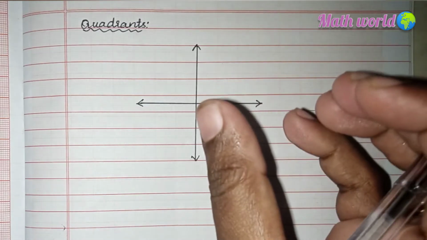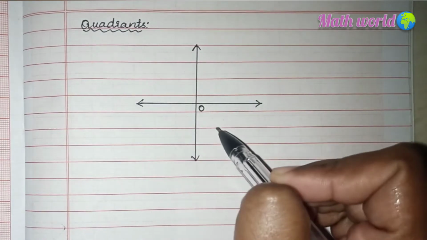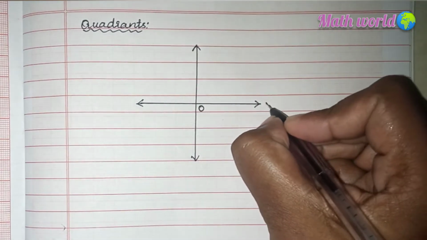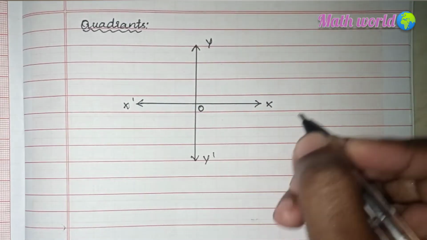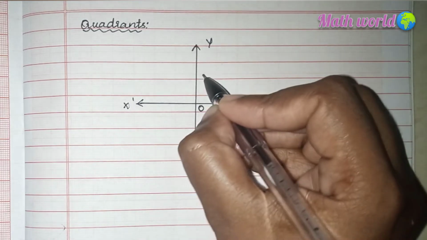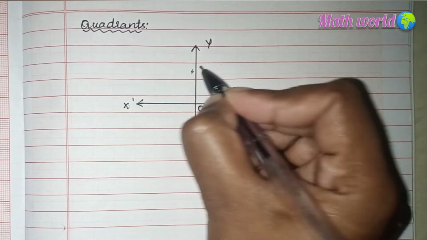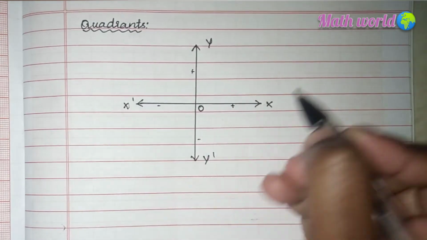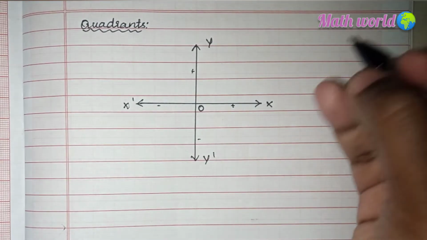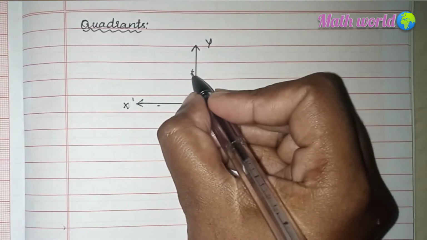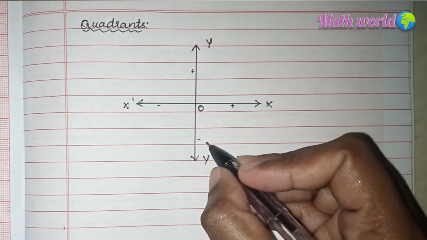Now let me explain quadrants. How can we take this quadrant? It has 4 quadrants, 4 divisions. First I mark this axis as the x-axis, x dash, and this as the y-axis, y dash. I already told you this is the positive side, this is the negative side. So I can simply mark here positive, here positive, here negative. Wherever we have marked dash, those sides are called the negative sides.